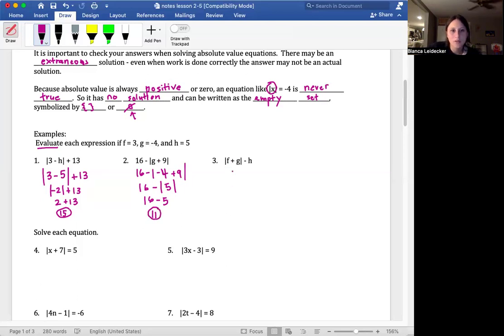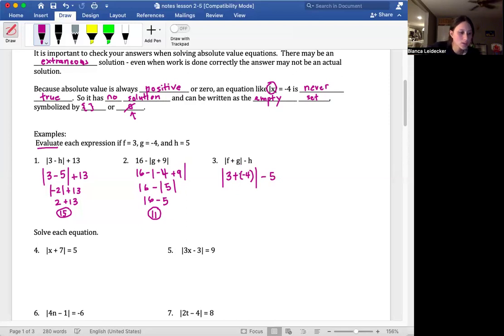Okay, next one, F plus G. So F is 3, G is negative 4. So I'm going to rewrite, just bring everything down, put my plus sign, replace G with negative 4, minus H. I'm going to minus 5.